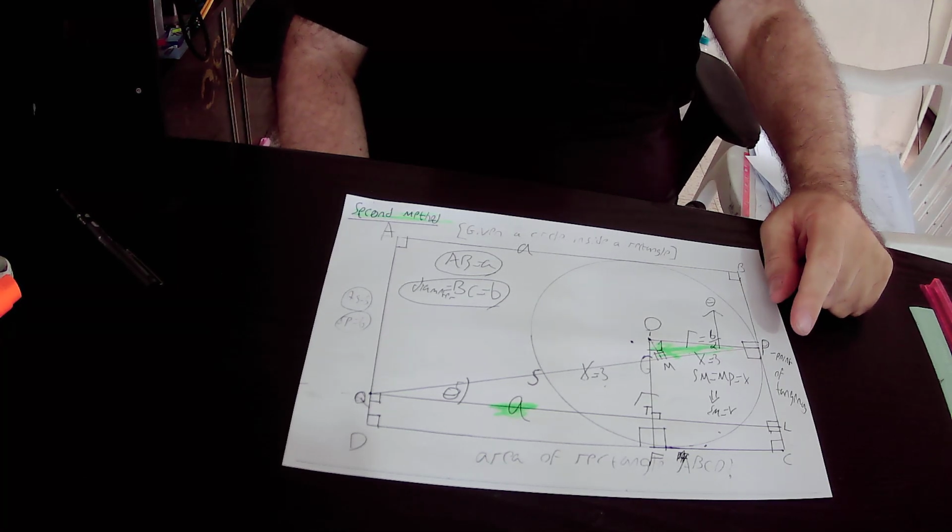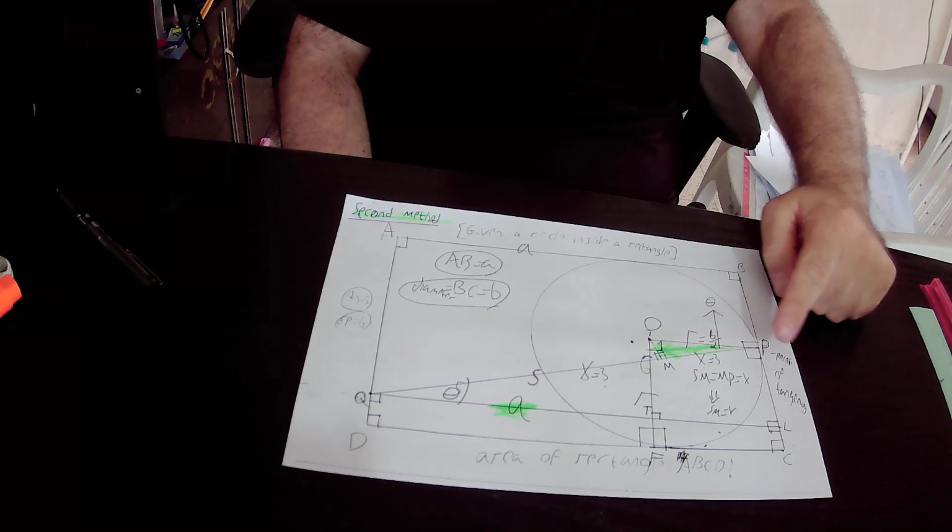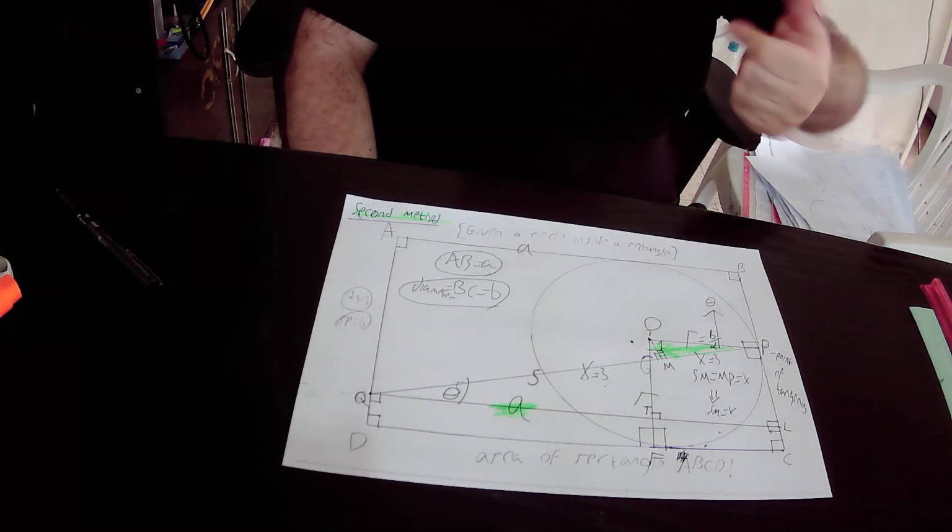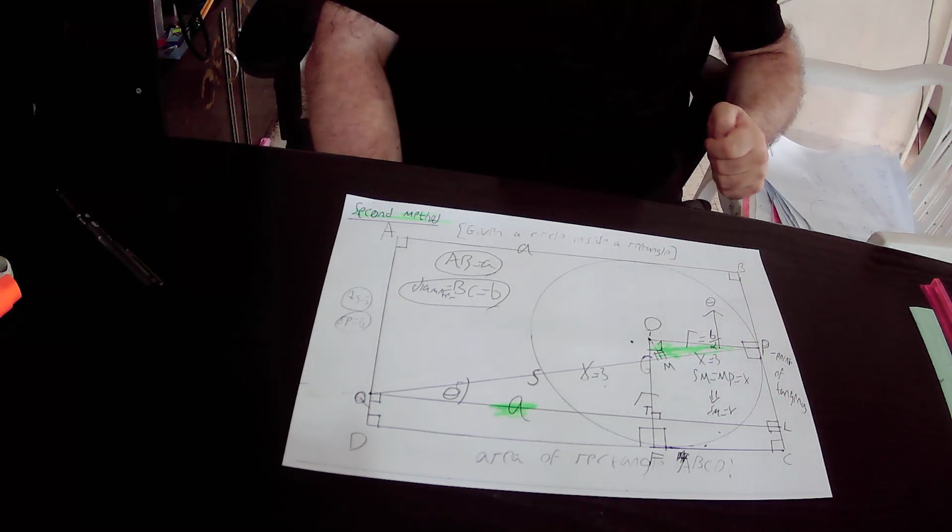So we created quadrangle OPFC. In quadrangle OPFC we have 1, 2, 3 right angles. Therefore the fourth angle must also equal 90 degrees.